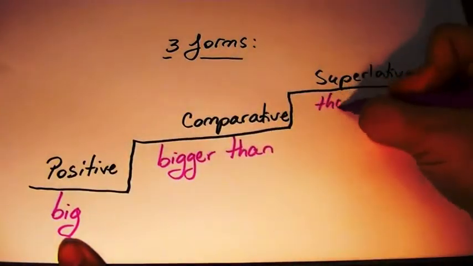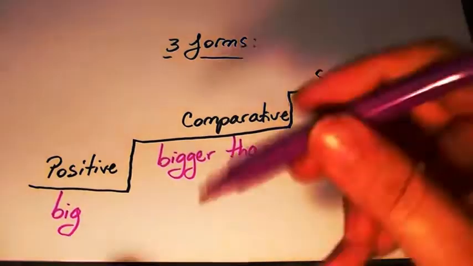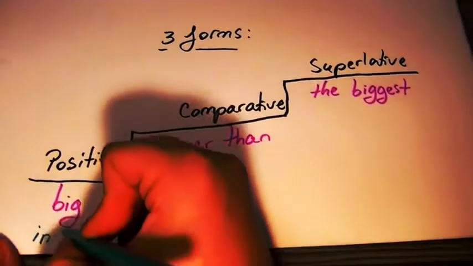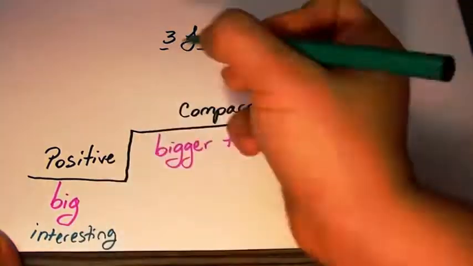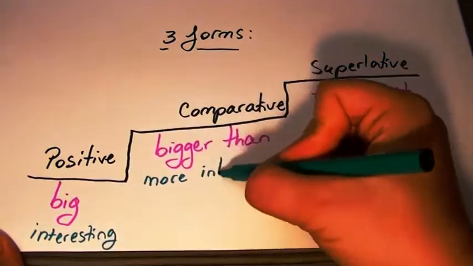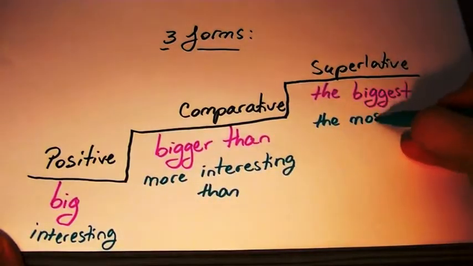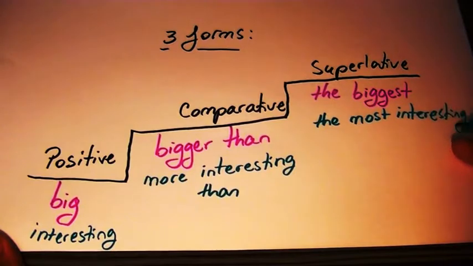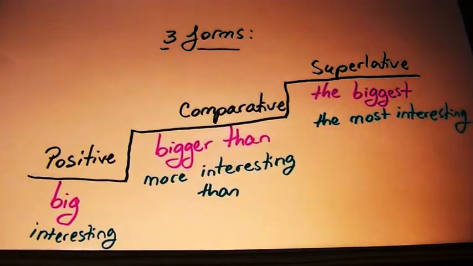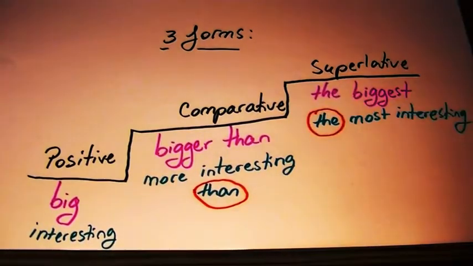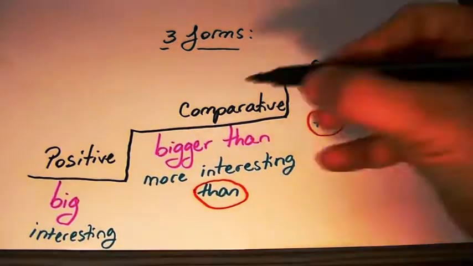If the adjective has 1 syllable, like big, the comparative form will be bigger, and the superlative the biggest. If the adjective has more than 1 syllable, like interesting, in the comparative form, it will add more, as in more interesting than. In the superlative form, it will add most, as in the most interesting. Don't forget about than in the comparative and the in the superlative.